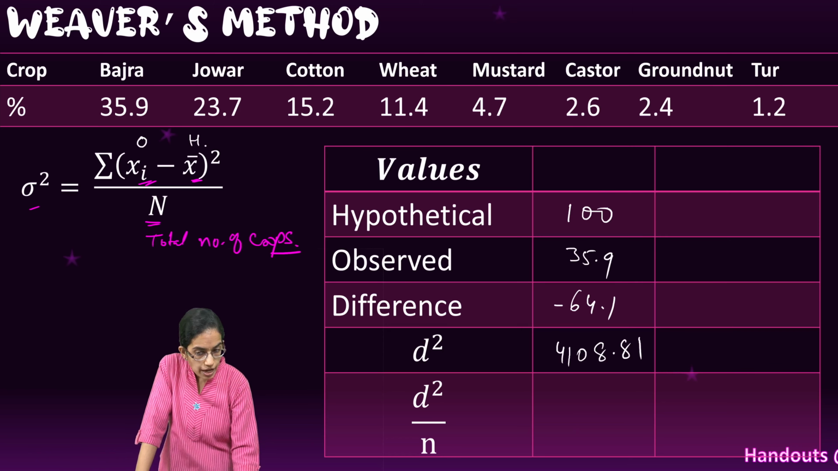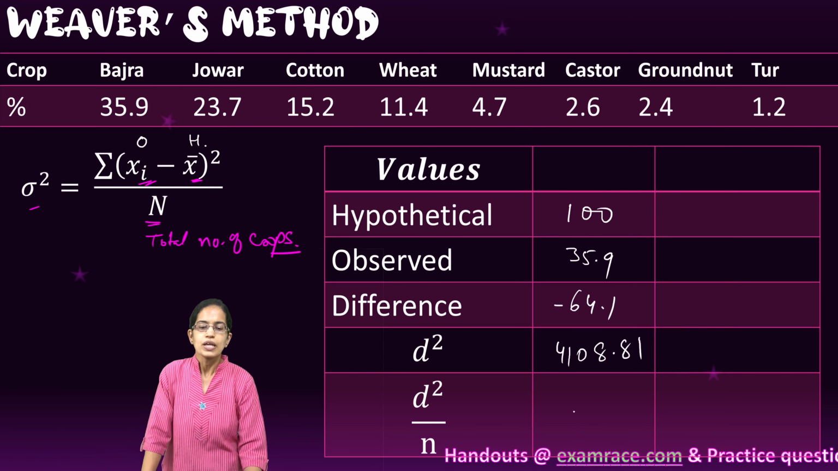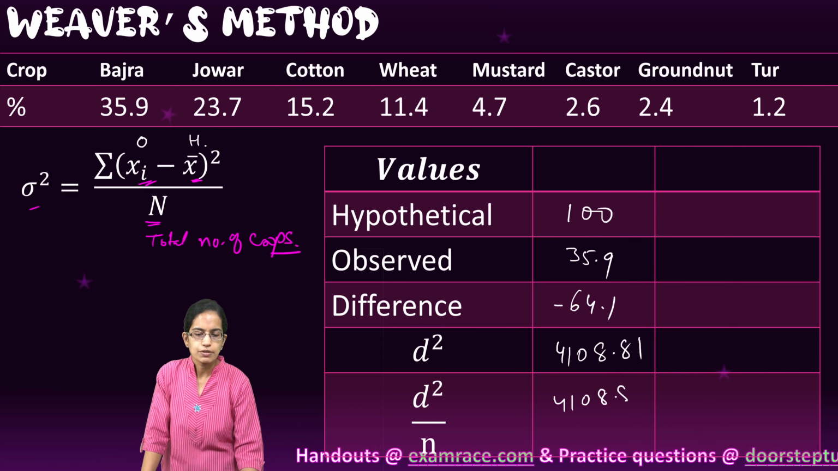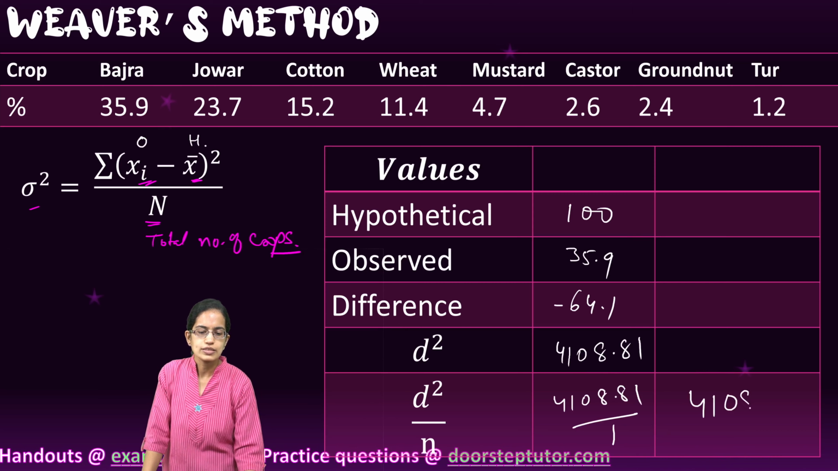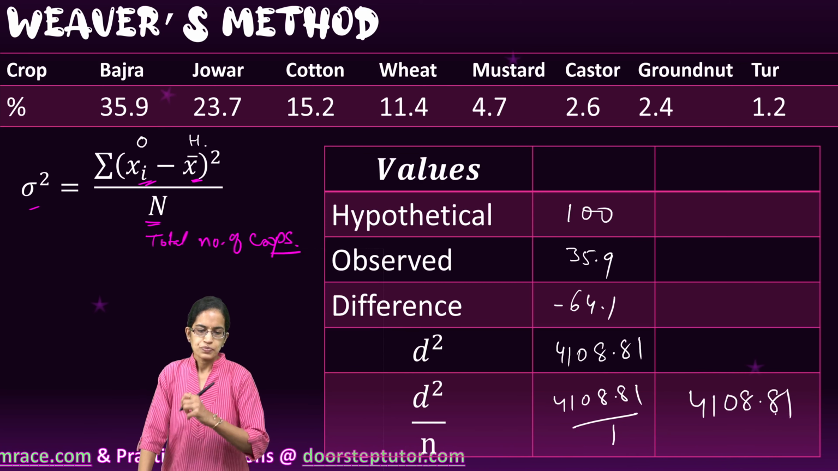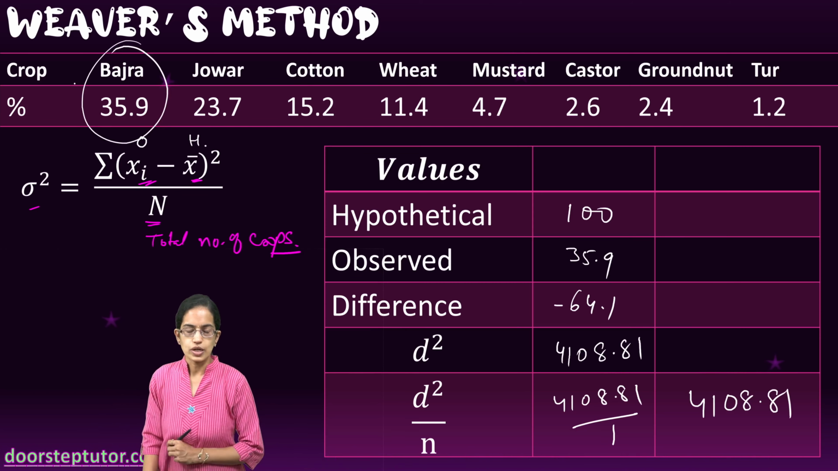Since it's a hypothetical assumption of monoculture, I am considering just one crop. So I divide 4108.81 by 1, and my answer comes as 4108.81. This is the case with monoculture, just bajra taken into account.